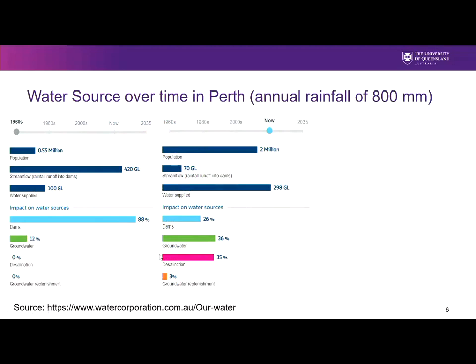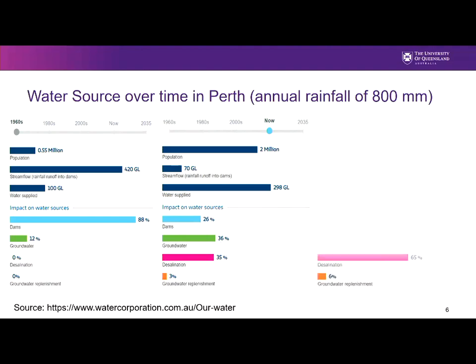Population 2 million, water supply tripled, dam production reduced significantly. Why? Stream flow reduces, right? You don't have much stream flow, you wouldn't have much water in the dam. Now, desalination increased significantly, and the groundwater component is increasing, but their fraction is decreasing.